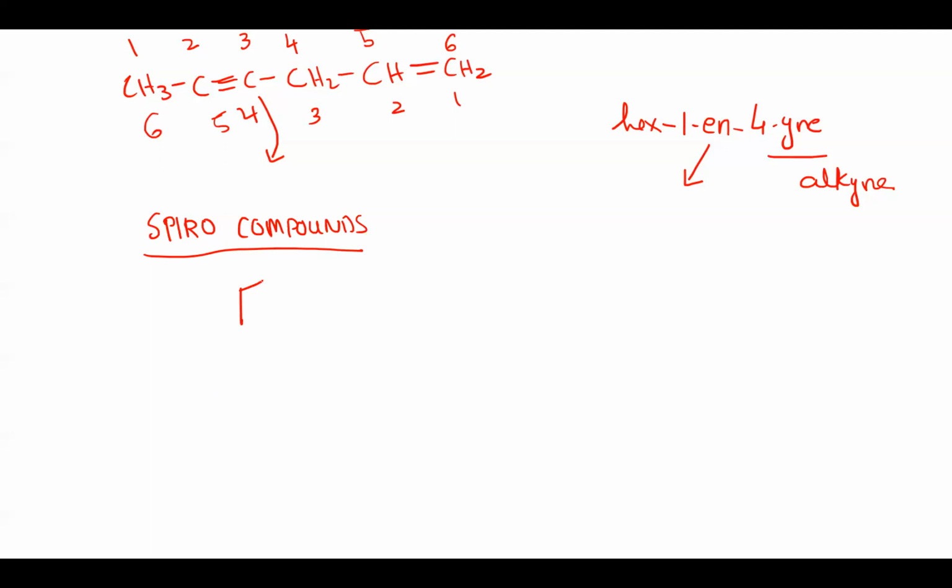For example, this is one ring. There's another ring. These two rings are connected by the common atom. There's actually a common atom.